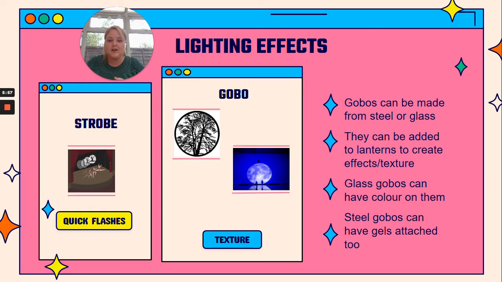So, for example, this steel gobo here of a tree, you may choose to use a green gel behind it, and obviously all of the area would be lit apart from the stencil of the tree, which would be appearing as a shadow. On the right here, we can see that there's an image of a moon which has been created using a glass gobo. And I'm going to post a link to a video which may be helpful to understand a little bit more about how gobos work.